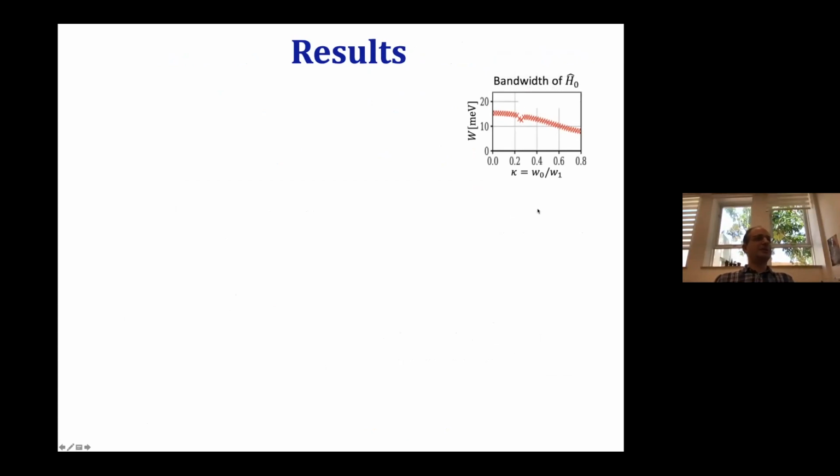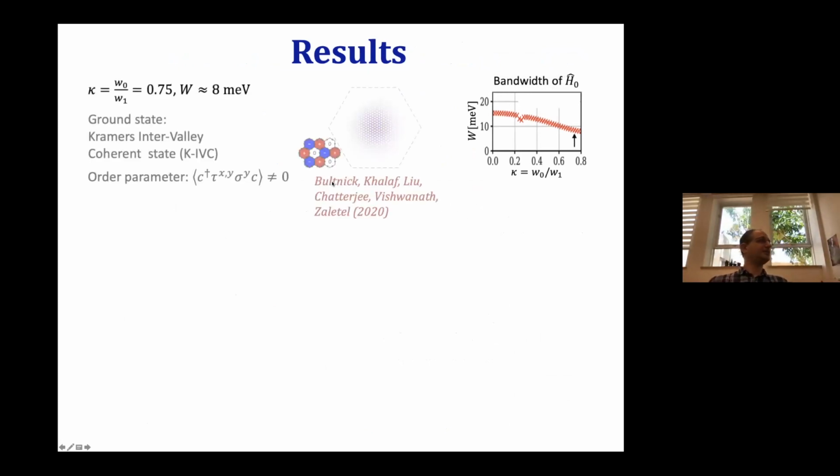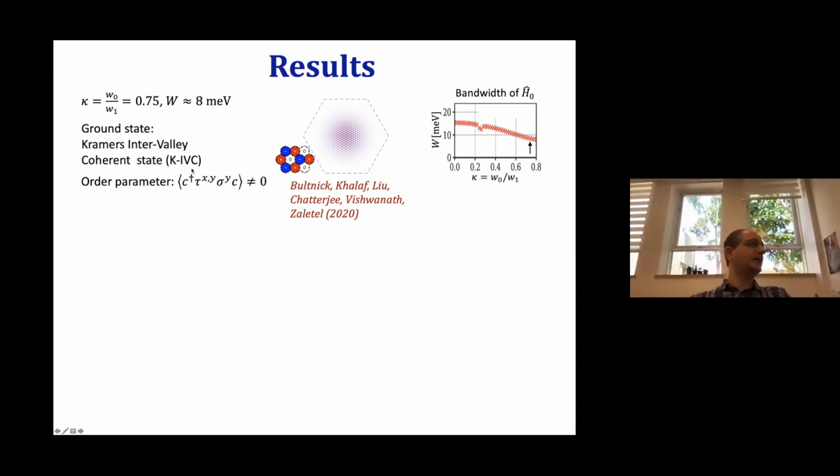It turns out that the results are very sensitive to the single-particle bandwidth, and we don't quite know what that single-particle bandwidth is. It's very sensitive to the angle, how far you are from the magic angle. But I'll just show results for two parameter sets. The first is for a single-particle bandwidth of 8 millivolts, so it's a pretty narrow band. And here our simulations show very clearly that the ground state is an insulator. There is a gap opening due to symmetry breaking, and the symmetry breaking is the so-called intervalley Kramers state, or KIVC.